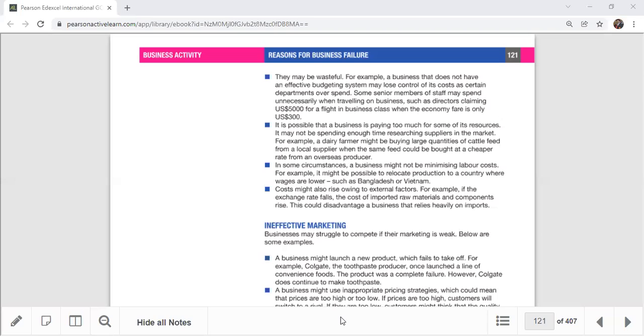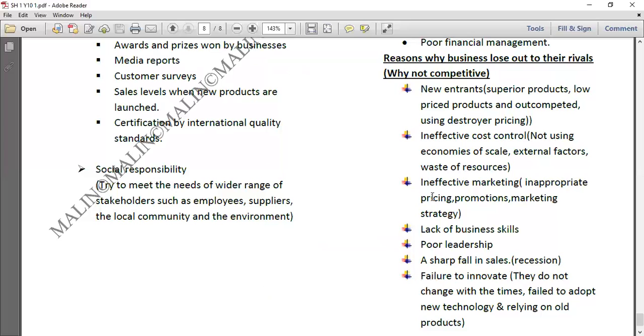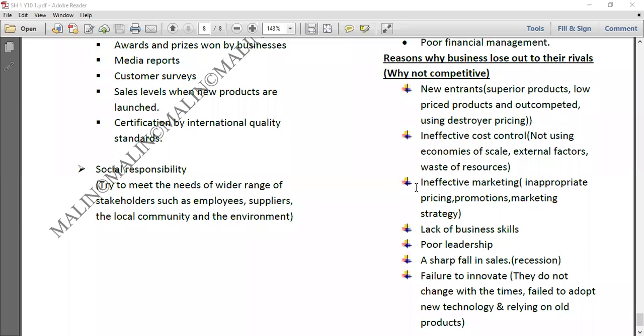The other one is ineffective marketing. Under ineffective marketing, we can learn the third point: inappropriate pricing, inappropriate promotion, and inappropriate marketing strategy. In the first point, we talked about new entrants. The second point, we talked about ineffective cost control. Now the third point, we are going to talk about ineffective marketing strategy: inappropriate pricing, promotion, and marketing strategy.